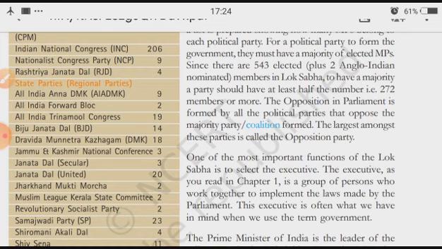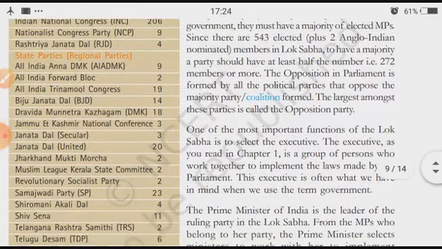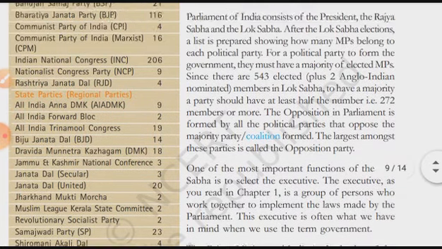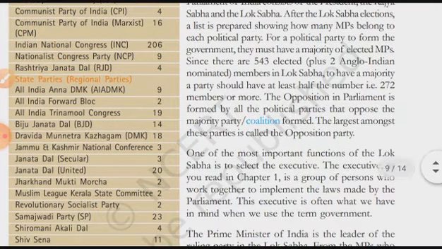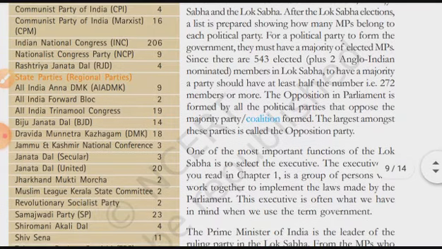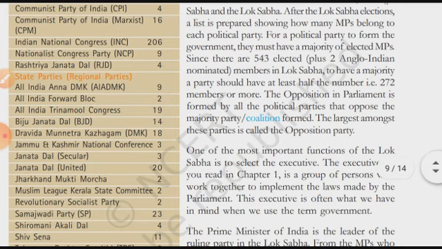And they have also given that if any party doesn't get the majority, then two or more political parties come together and form the government.